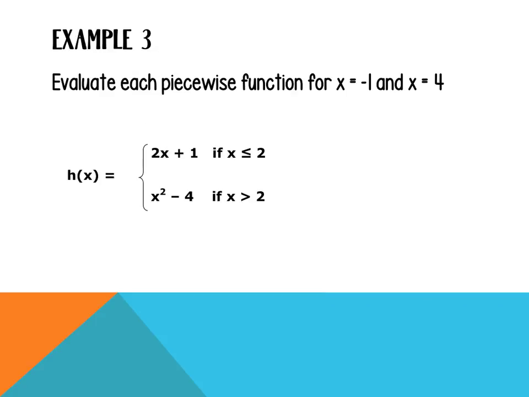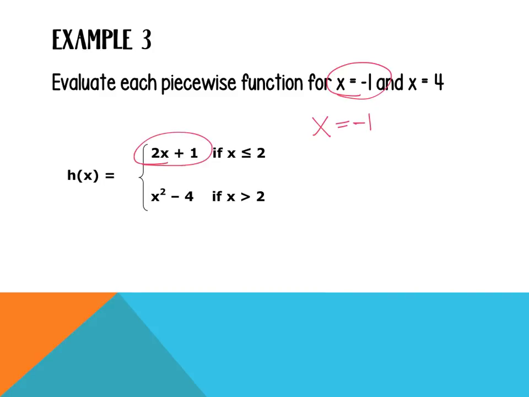So this is what a piecewise function can look like in algebraic form. It says that h of x is either 2x plus 1 or it's x squared minus 4, depending on the value of x. So it's saying if x is less than or equal to 2, then use the top rule, or the top function. If x is greater than 2, use the second function. So if it says evaluate for x being -1, am I using the top one or the bottom one? Is -1 less than or equal to 2, or is it greater than 2?